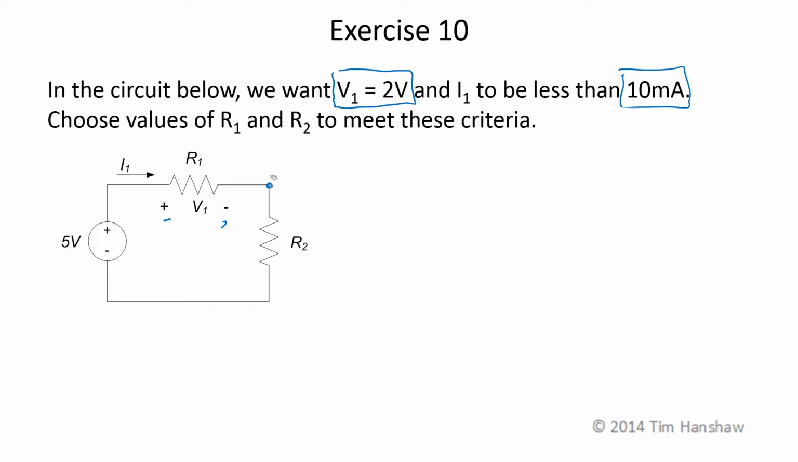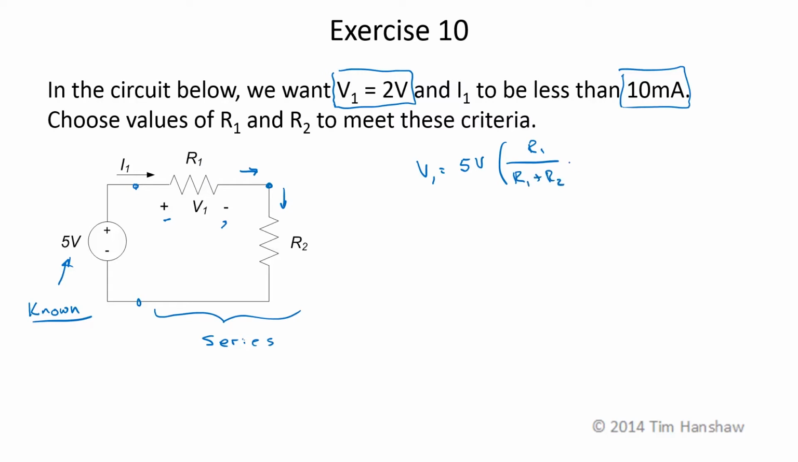Now if I do KCL at this terminal here, this current is the same as this current, so R1 and R2 are in series, and we know the voltage across the series combination. It's 5 volts. So we can use a voltage divider formula to determine what V1 is. Let's try that out. So V1 is going to be the total voltage, 5 volts, times its resistance, R1, over the sum of the resistances, R1 plus R2.